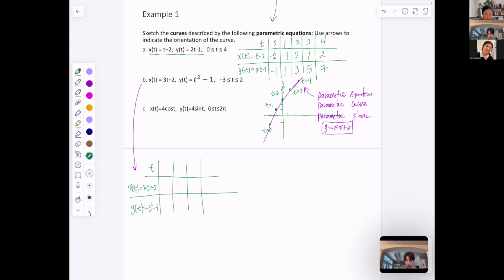Okay, what numbers are we going to use? We can begin with 0. I can start with -3, -1, 0, 1, 2. I'm just choosing some random numbers because they look simple. So if you plug in -3, what are you going to get? -9 plus 2 is -7, and this is going to be 8. Am I correct?